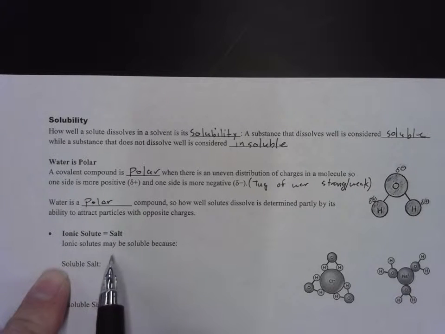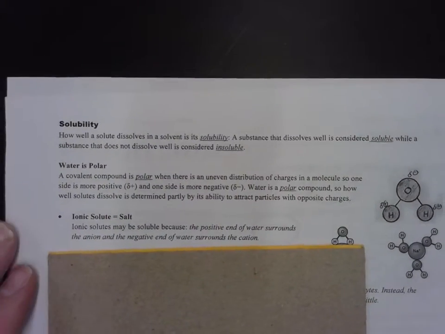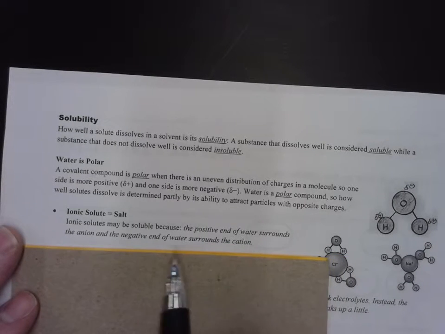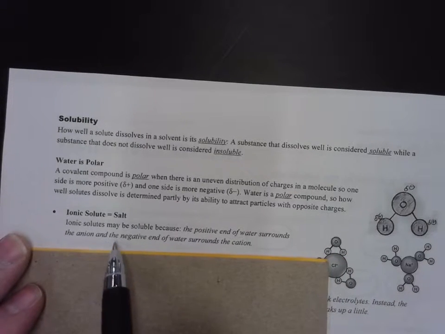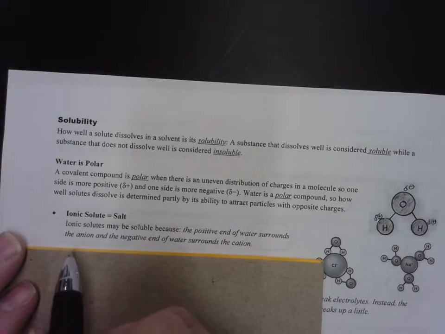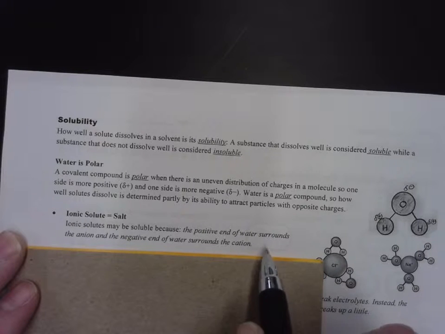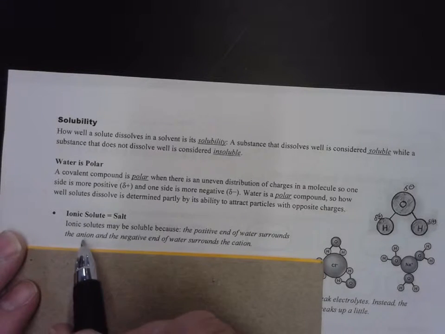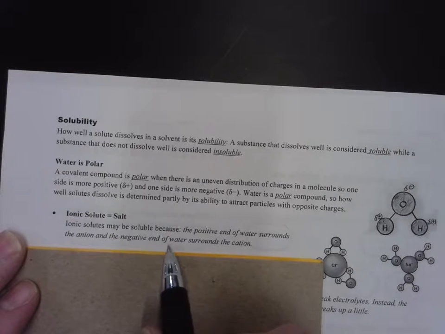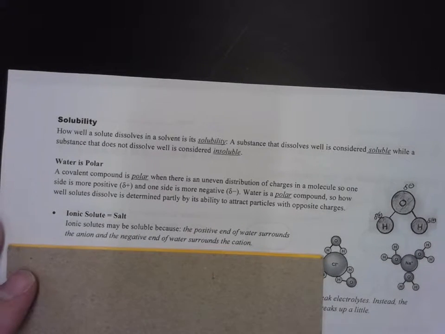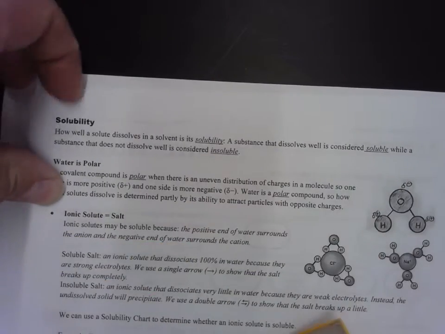Ionic solutes may be soluble because the positive end of water surrounds the anion, and the negative end of water surrounds the cation. The anion in this case is going to be chloride, and the cation in this case would be sodium. All right, I'll go ahead and put this up on the screen for you. Okay, next.